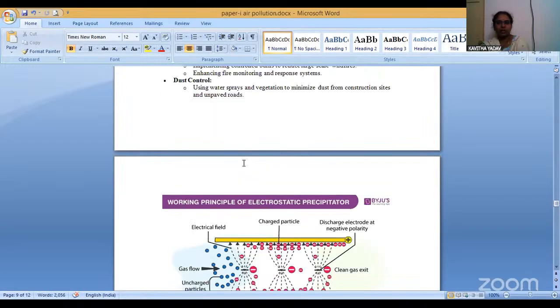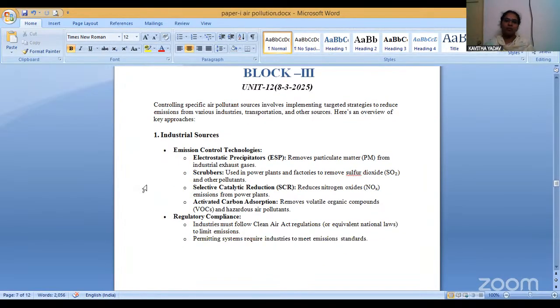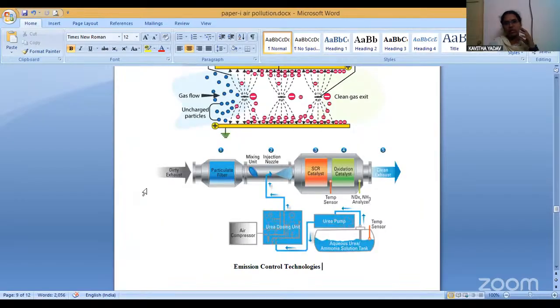Emission control technologies, right? Here, emission control technologies. Okay. In emission control technologies, the electrostatic precipitators are one of the most important ones, which come first in that row. Then next one is emission control technologies. In that, we are going to explain the total thing.